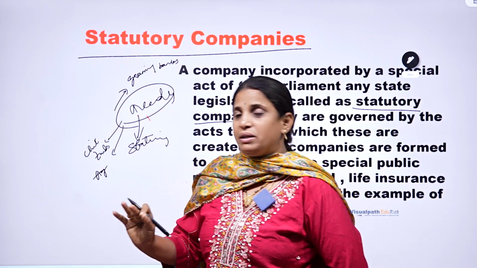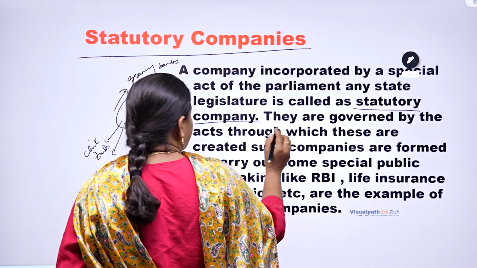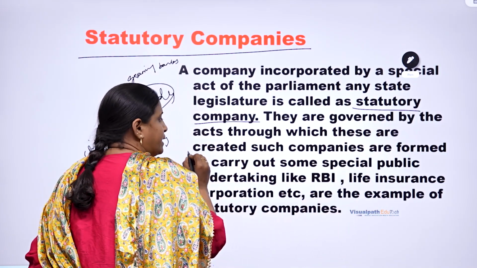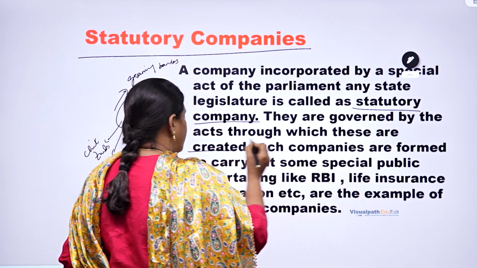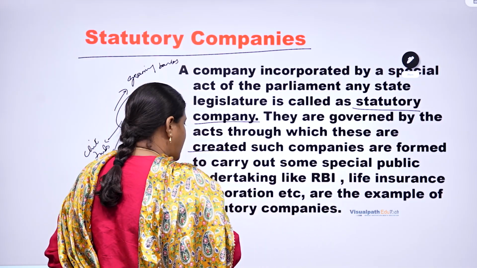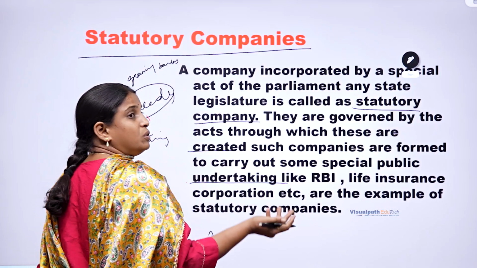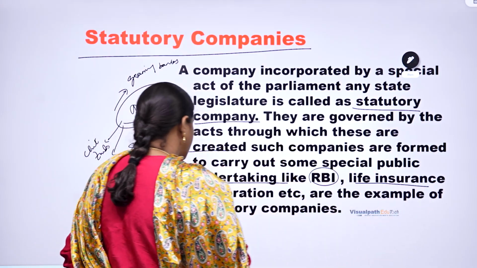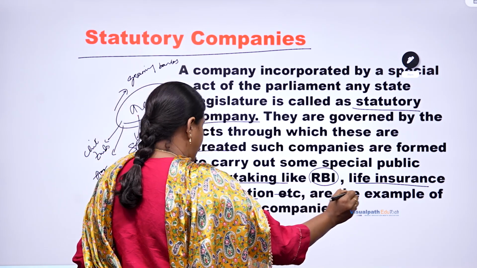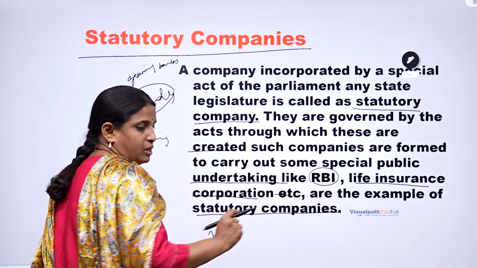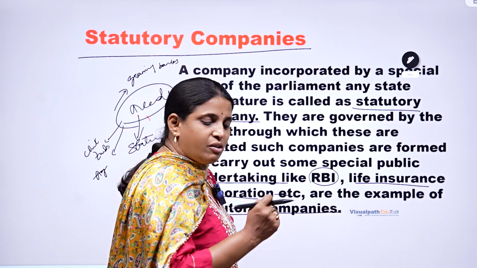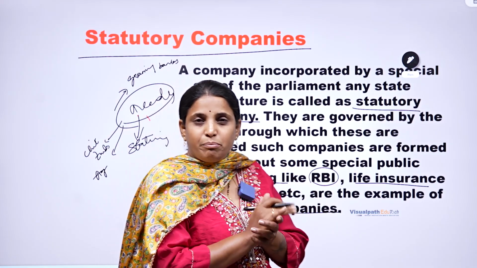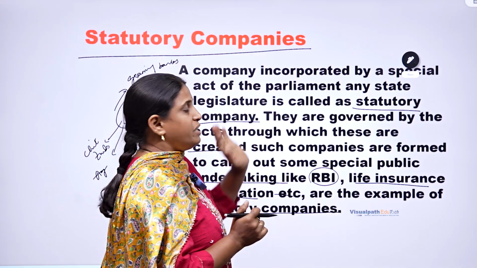Those types of companies are known as statutory bodies. They are governed by the act through which they are created. Such companies are formed to carry out some special public undertakings. RBI, or life insurance corporations, etc., are examples of statutory companies. For the benefit of the people, for the needy, for the usage of the people, we run such companies, known as statutory bodies.